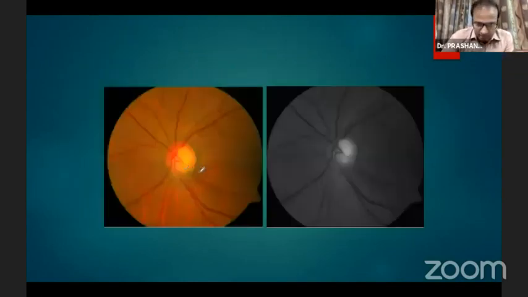So in this picture, we see there is inferior thinning of the disc along with a wedge-shaped defect of the nerve fiber layer, which is highly suspicious of glaucoma. In the red free image, we can see the defect is more clear, which appears as a darker area.